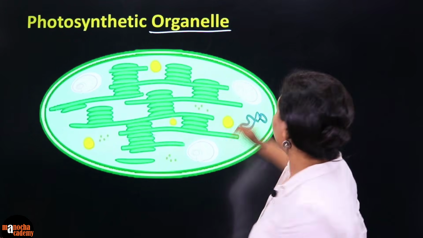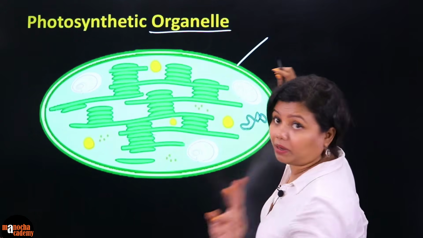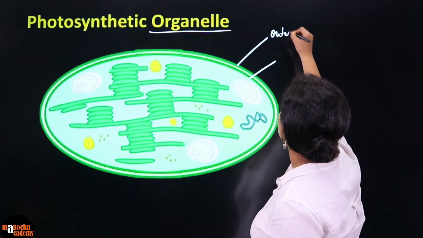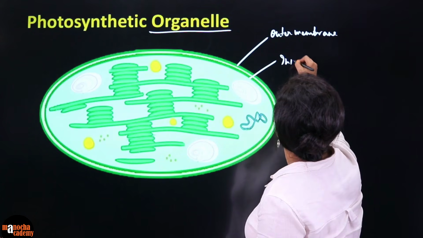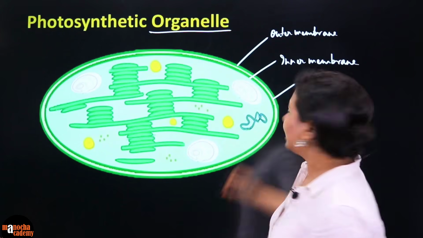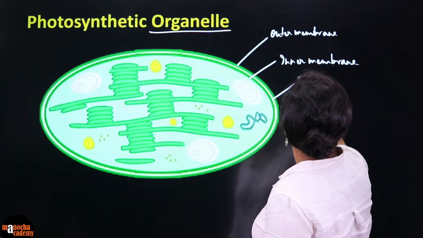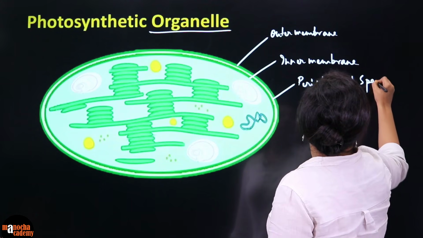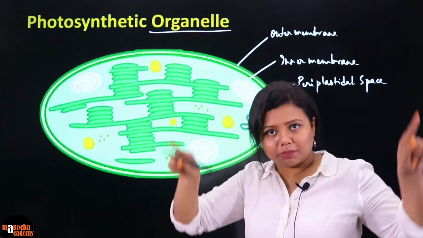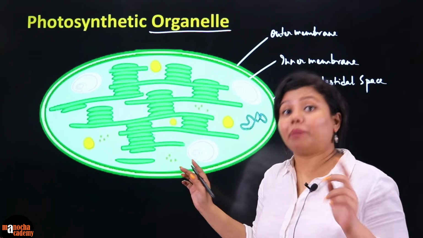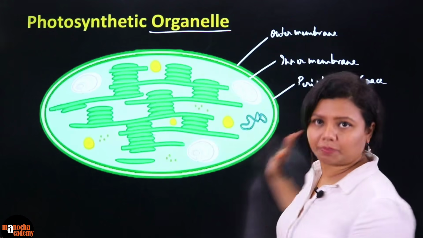So if you see the structure of chloroplast, it is a double membrane bound structure. This is known as the outer membrane, this is known as the inner membrane, and in between the two membranes, the space that is present is known as periplastidal space. Peri meaning periphery, because the space is present around the periphery of the plastid, and since it is present around the periphery of the plastid, that is why plastidal space.